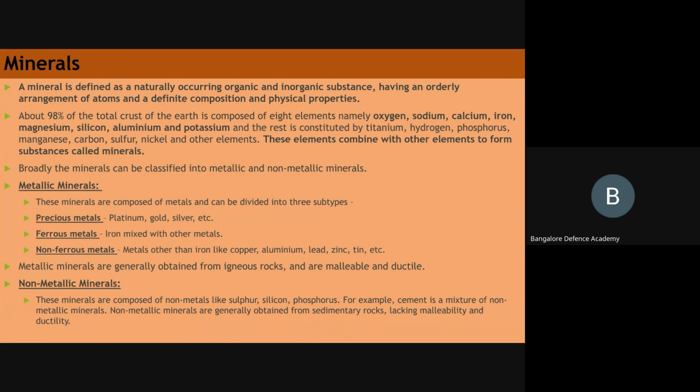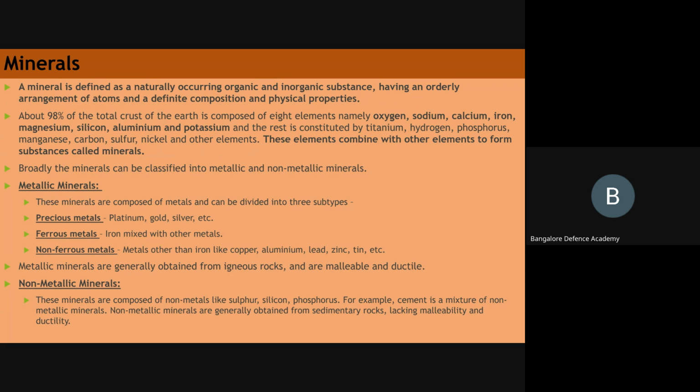Okay, a mineral is defined as a naturally occurring organic and inorganic substance having an orderly arrangement of atoms and a definite composition and physical properties. About 90% of the total crust of the earth is composed of 8 elements, mainly oxygen, sodium, calcium, iron, magnesium, silicon, aluminum, and potassium. And the rest are like titanium, hydrogen, phosphorus.